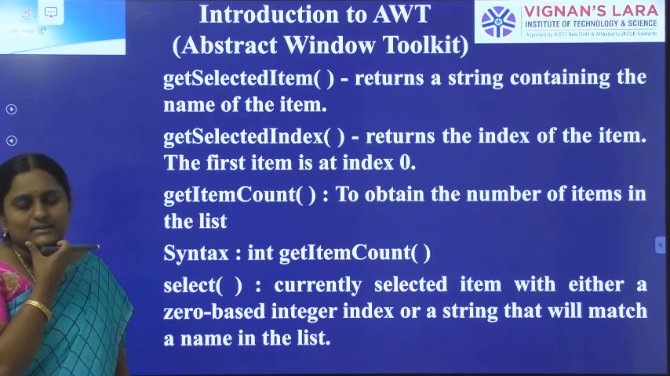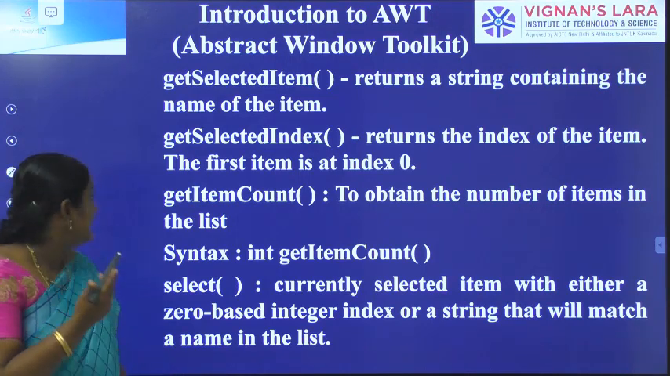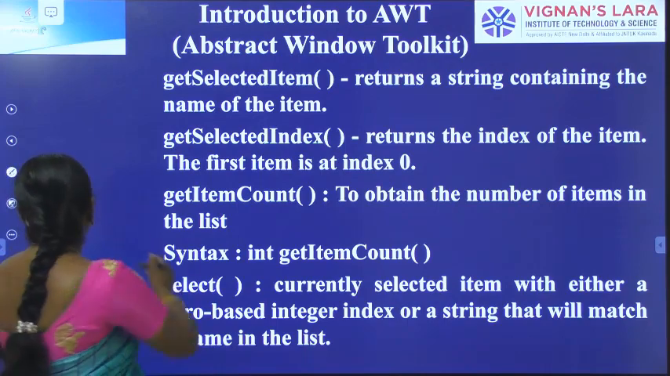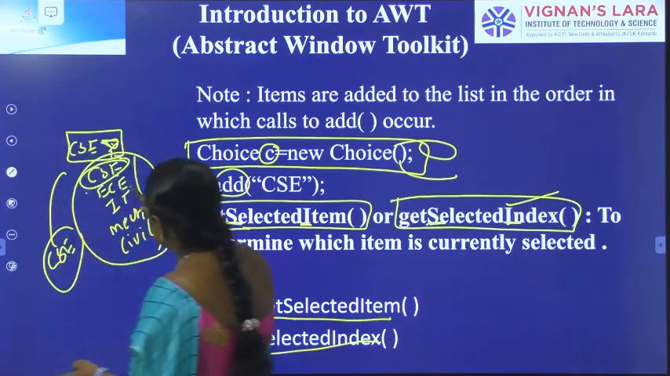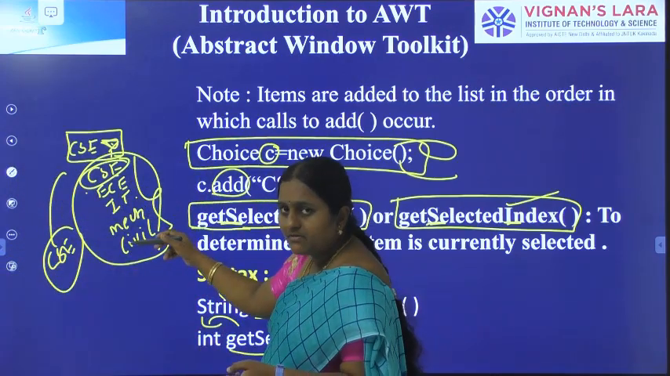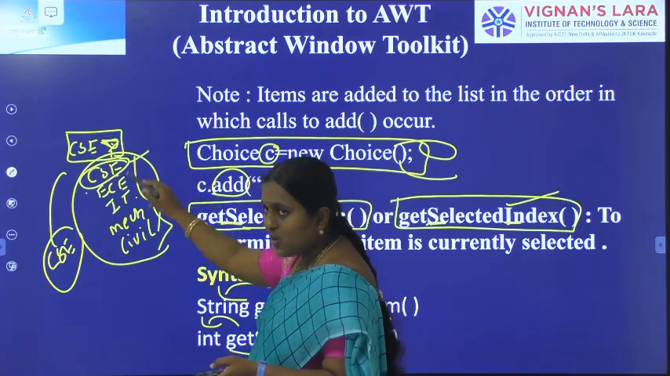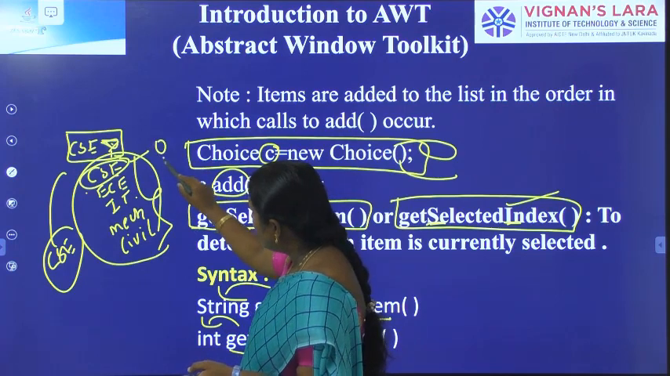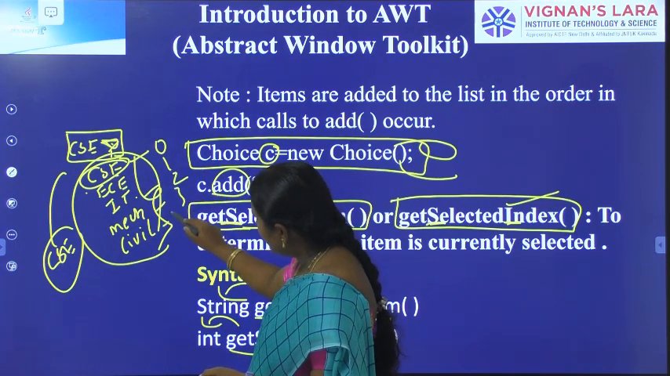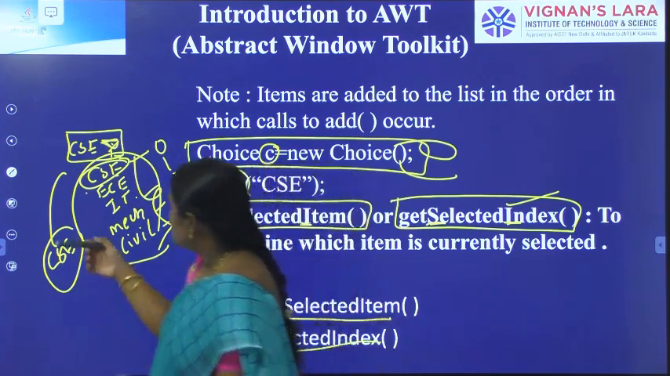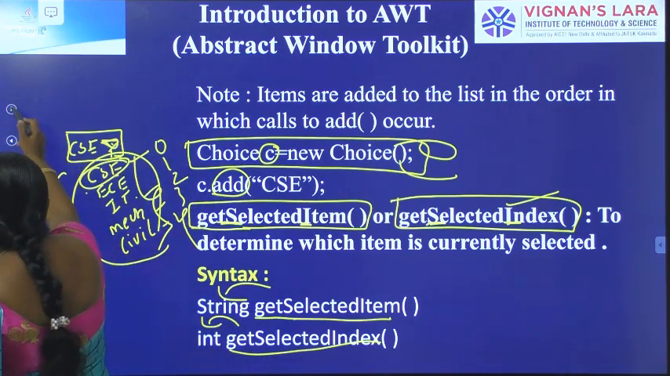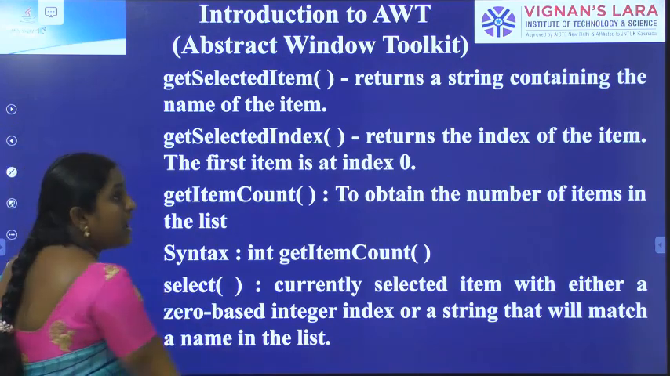For example, in the choice, a number of items are there: CSE, CE, IT, civil. Sometimes we want to know the index value. Here the first item's index is 0, the next is 1, the next 2, the next 3, and so on. In this way, we can return the index values on the console.